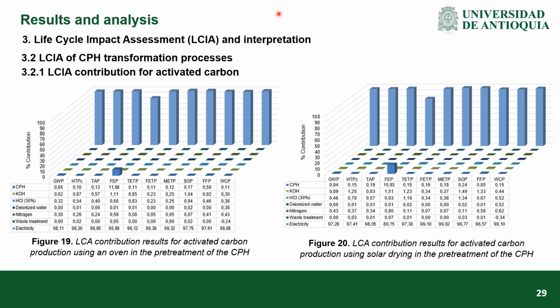For the freshwater eutrophication category, as we can see here, there is a notable contribution of CPH, and this contribution is due to the nutrients and minerals that eventually end up in water bodies during cocoa production, where the CPH is generated.